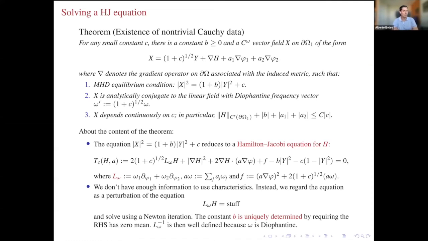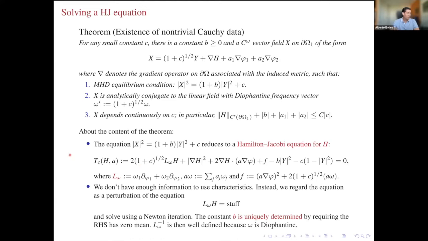Why are we doing that? Let's see if we can explain. The first thing we should notice is that if we go to the equation we want to solve, this condition that we had to get an equilibrium, if you write that in terms of your unknowns, which are this scalar function and some constants, what you get is a Hamilton-Jacobi equation for H, essentially. And this is the equation we have written here.